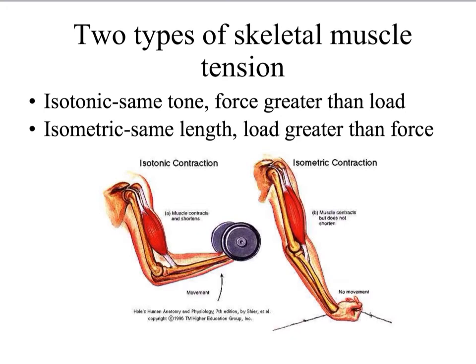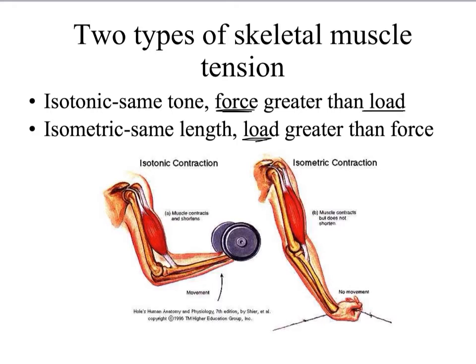There are two types of skeletal muscle tension that I want you to know these definitions for: isotonic and isometric. Isotonic is when you're picking up something that you can actually pick up. The force is greater than the load. Picture the load being a gallon of milk. Let's say it weighs 2 pounds, and you're able to easily pick up that 2-pound gallon of milk. Now, let's look at isometric.